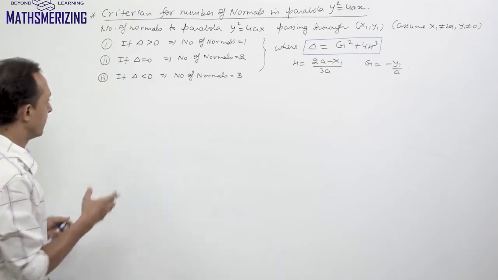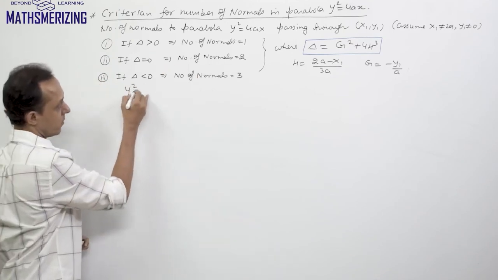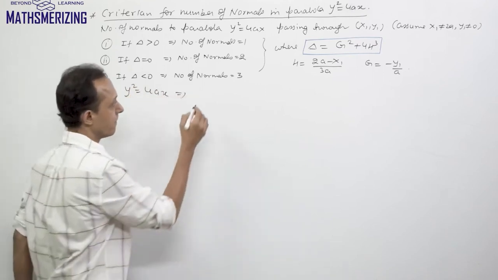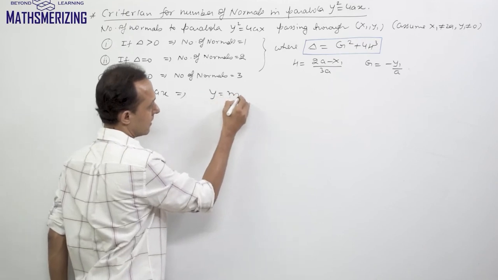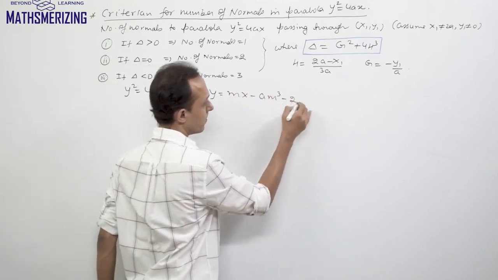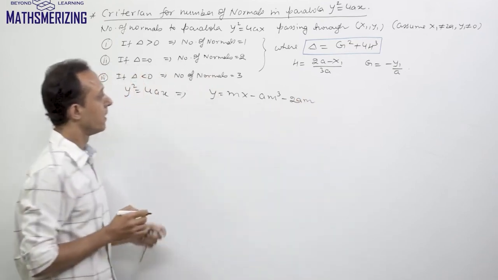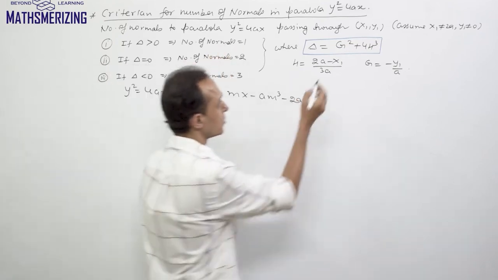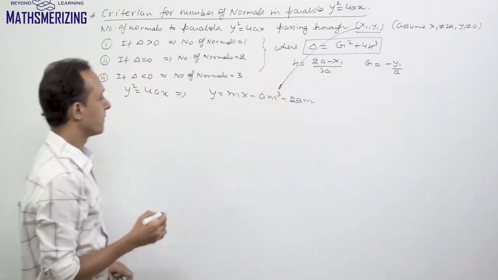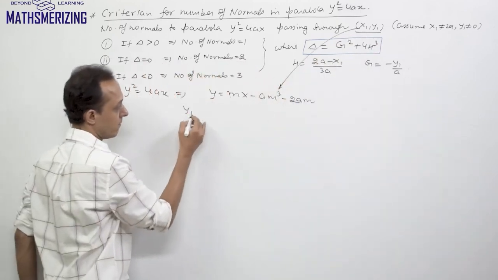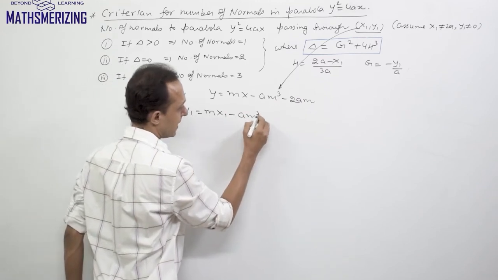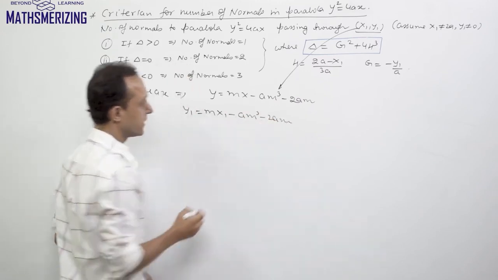So for this parabola, y square is equal to 4ax, we know that the equation of normal is given by y equals mx minus am cube minus twice am. Now we need the equation of the normal that passes through the point x1, y1. So I'll put the value of this point here. I'll write y1 equals mx1 minus am cube minus twice am.